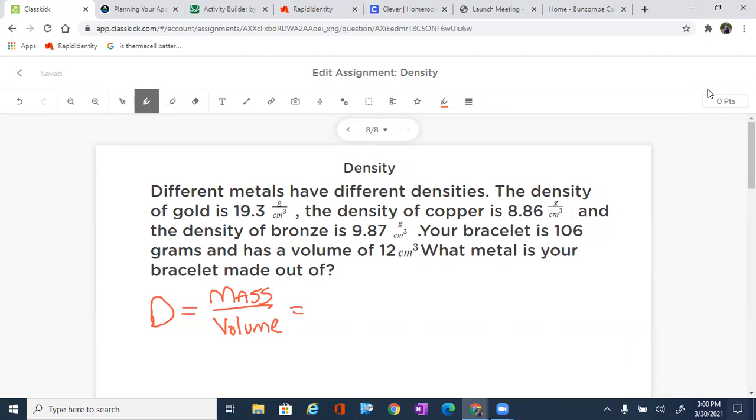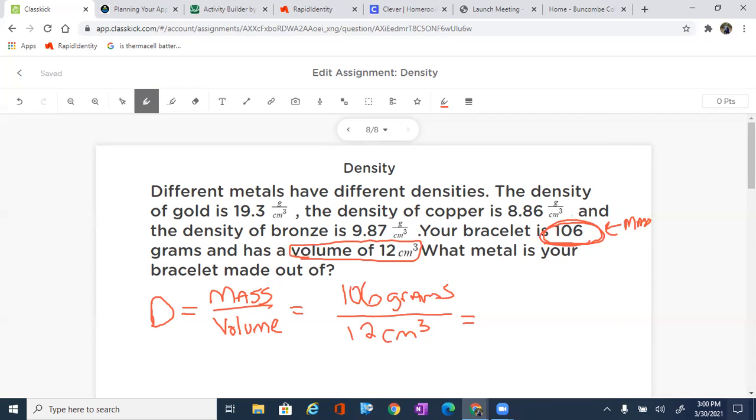It says your bracelet is 106 grams. That is going to be our mass. And then it gives us our volume, which is 12 cubic centimeters. So our mass is going to be 106 grams over our volume, which is going to be 12 cubic centimeters.